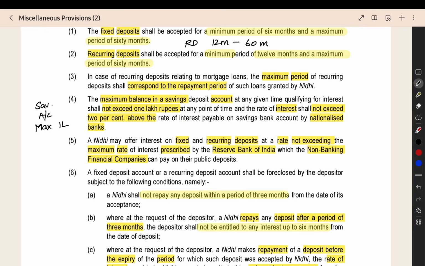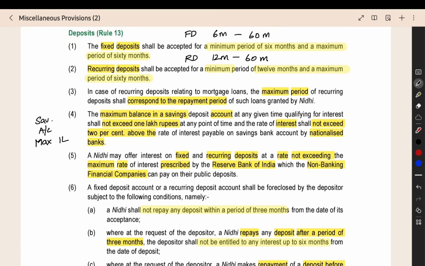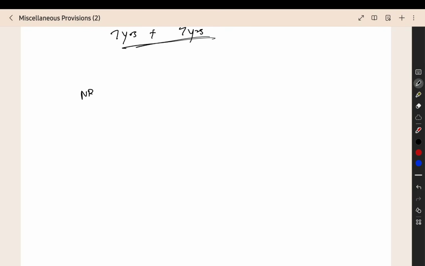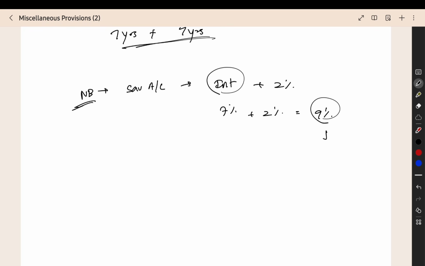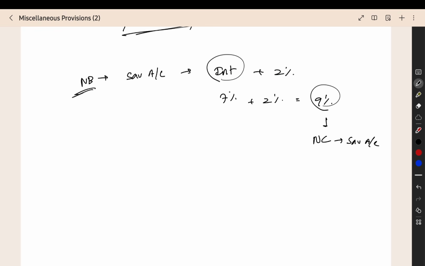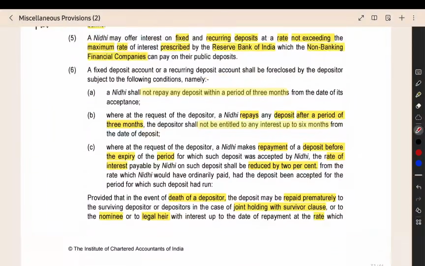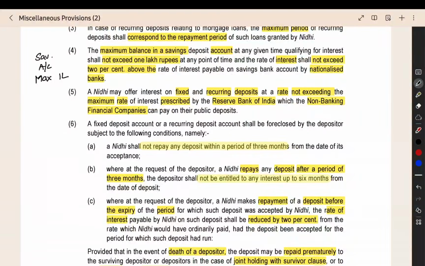Then the maximum interest rate for that savings account will be maximum 2% above the nationalized bank savings account. In the nationalized bank, they will have some rate of interest on the savings account. Add 2% to that rate of interest. For example, if there is 7% in the savings account in the nationalized bank, you can add 2%, and then 9% is the maximum interest that can be paid by the Nidhi company on the savings account opened with it. Nationalized bank plus 2% is the maximum interest that can be paid on the deposit. So that is also there.